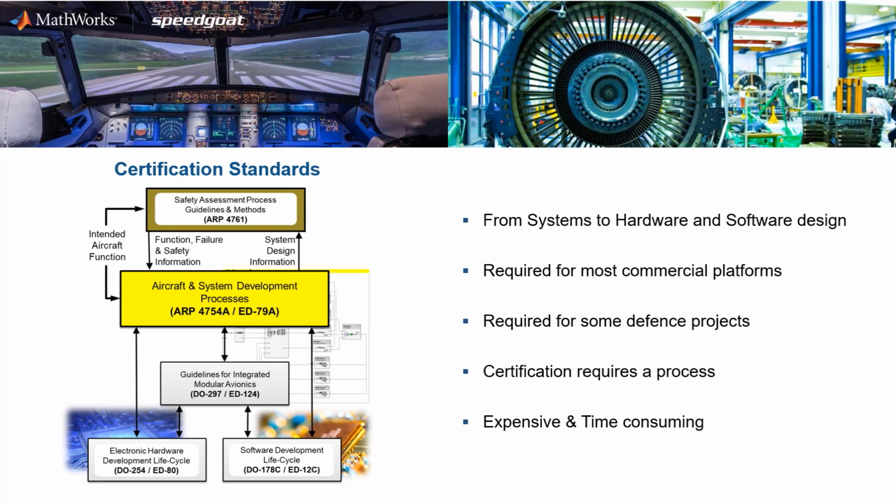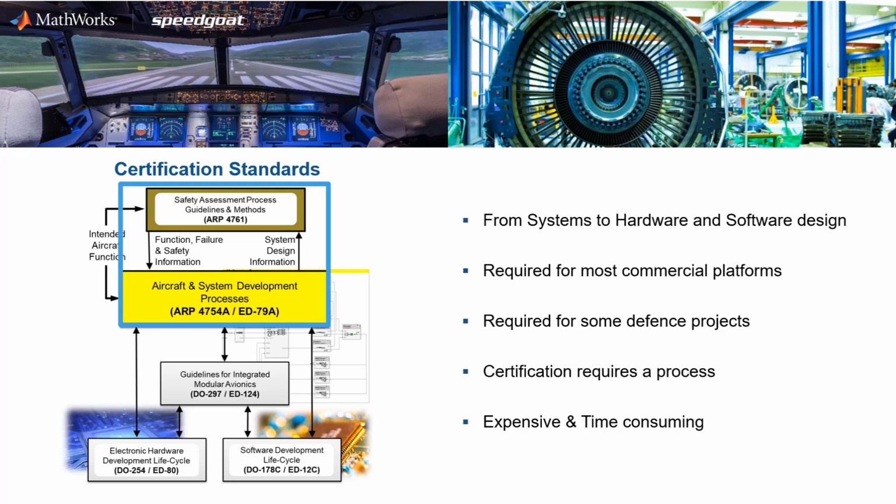As you will know, most aerospace systems need to go through certification. This includes systems for commercial aviation and space, and in some cases, even defense projects. If we mention, for instance, the most used standards for commercial aviation, we can see they cover the whole design cycle from the systems level definition within the ARP 4754A, including all the safety concerns within the ARP 4761, and all the way down to hardware and software specific standards.